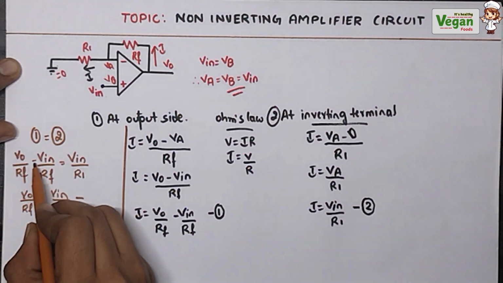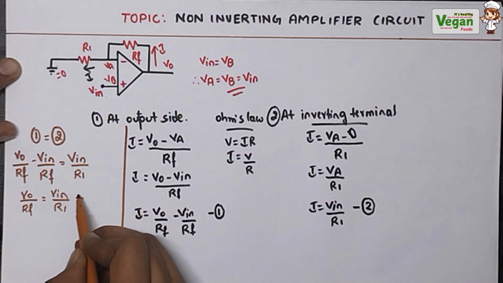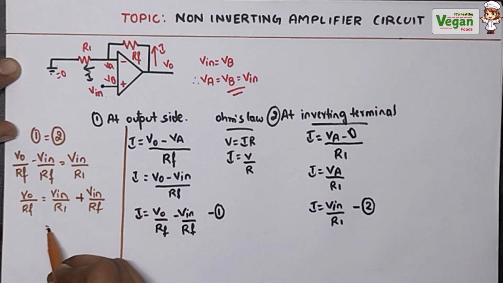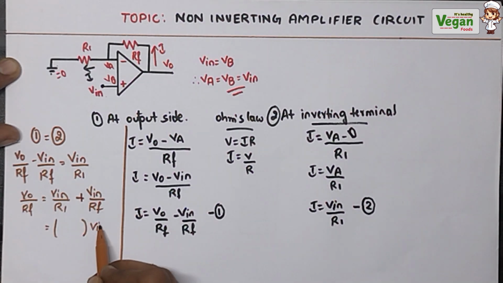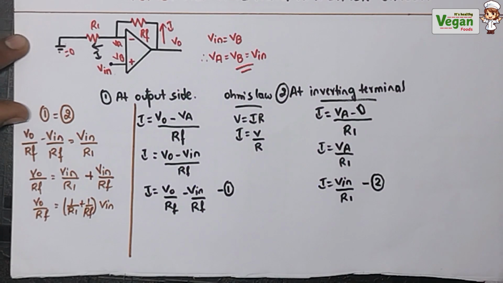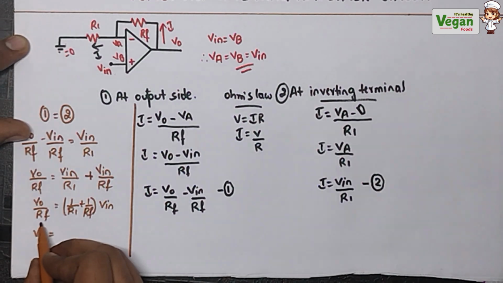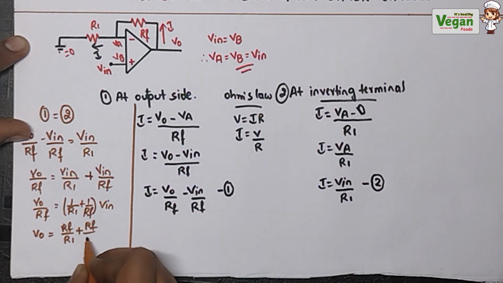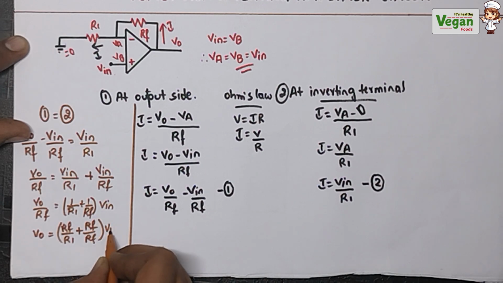When it is minus on one side, then when it comes to the right hand side it will become plus. So Vin divided by Rf. Vin is common in both. I will take Vin common. Vin times 1 by R1 plus 1 by Rf, which will be equal to Vout by Rf. I just need the value of the output voltage. So Vout is equal to, Rf is in the denominator, when it goes to that side it will go to the numerator. Therefore Rf divided by R1, it will multiply to both. So Rf divided by R1 plus Rf divided by Rf into Vin.